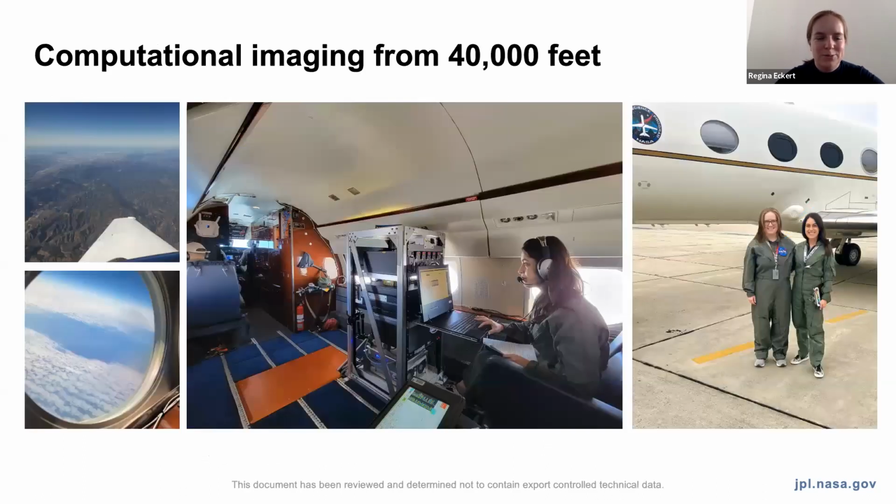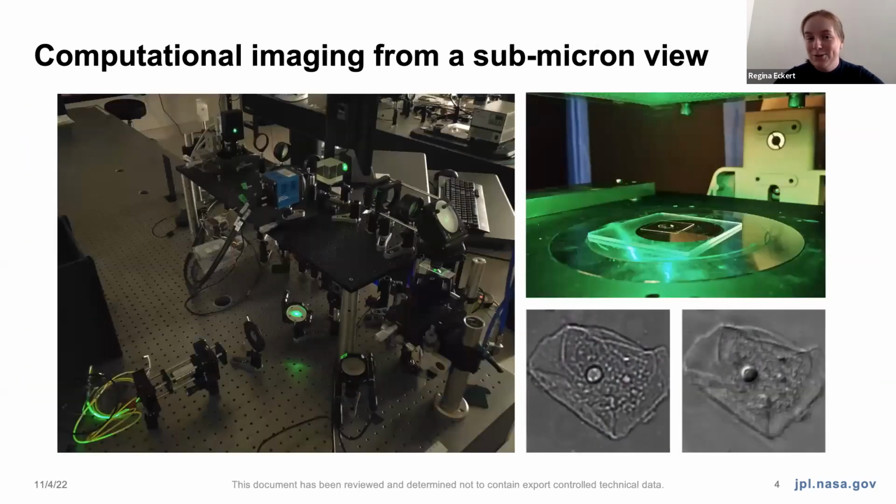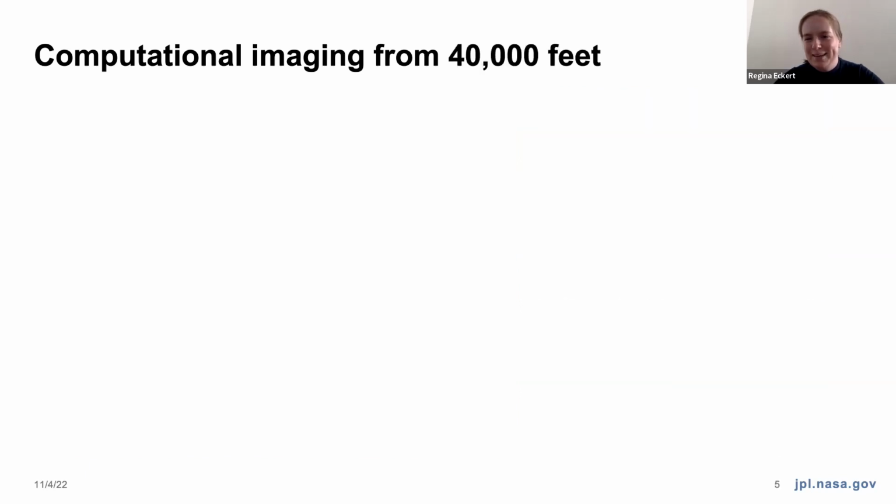All right, so computational imaging from 40,000 feet. This might be one way that we look at it, where we're literally at 40,000 feet and we're doing some imaging. We could also think about what computational imaging is from a submicron view. That might be this microscope where we're actually looking at a submicron view. But maybe a little bit less literal interpretation.